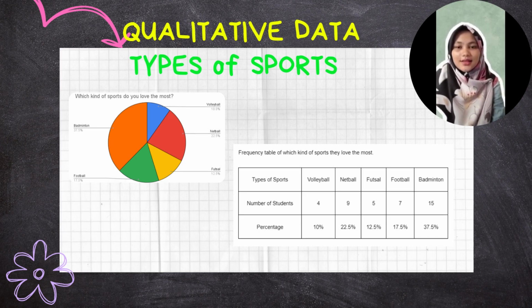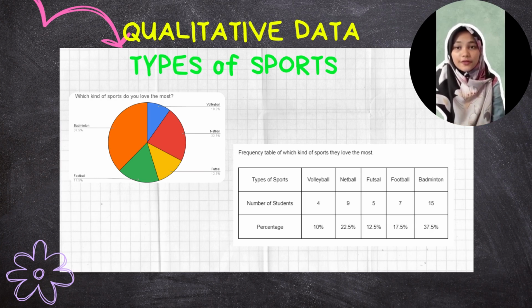The second largest area in red represents netball, and it has the percentage of 22.5%. Football is a sport that occupies the third biggest area, which is in green color and has the percentage of 17.5%. Following this, 12.5% of the area coverage is in yellow color, that represents futsal. And lastly, the blue area covers volleyball, which has a percentage of 10%.